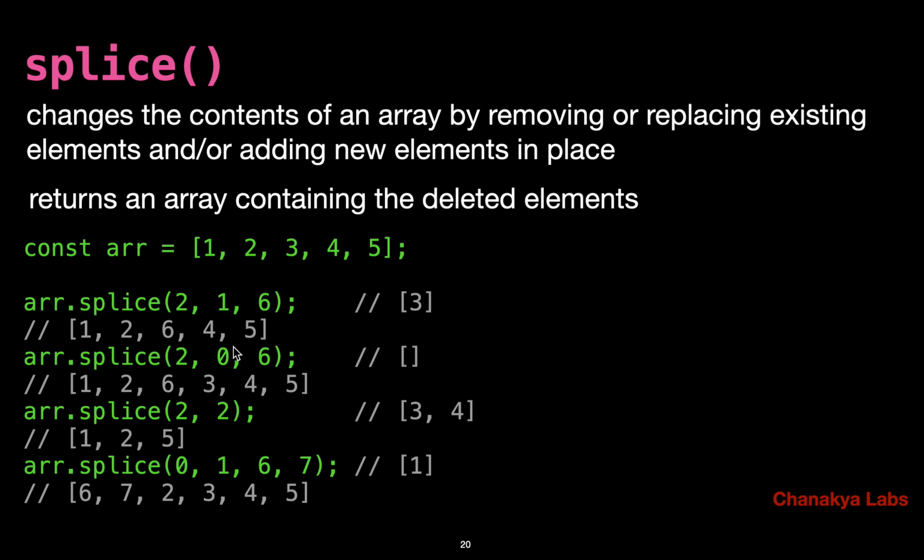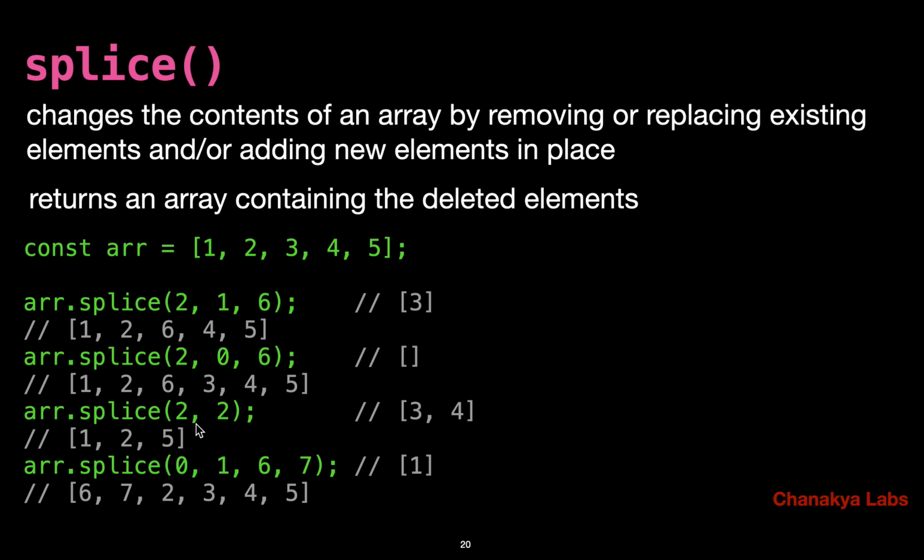Now, in a similar manner, every time it works. Splice 2, 0, 6 on 0, 1, 2 from the second index. I have to delete 0 elements, which means I don't have to delete anything, but I have to insert 6. So I will insert 6 here, starting at index 2. That's why 1 2 6, and then the rest as it is, nothing is deleted, 3 4 5. What is deleted? Nothing, and that's why an empty array is returned.